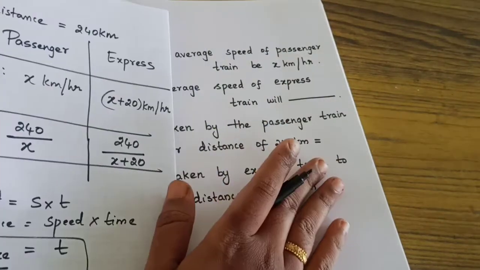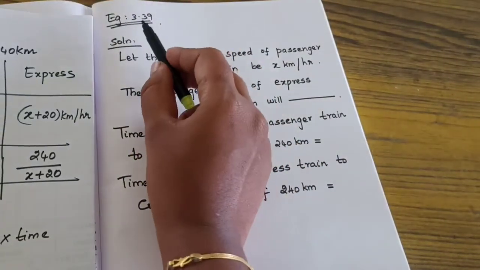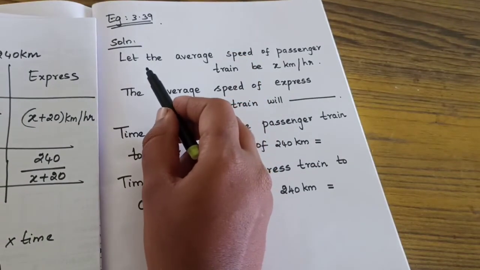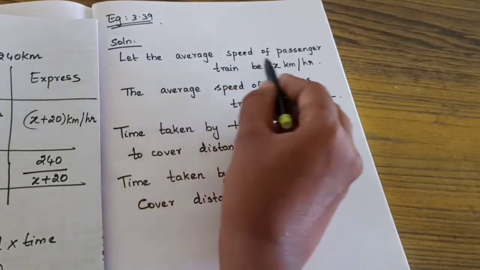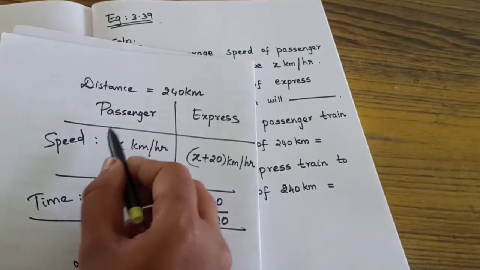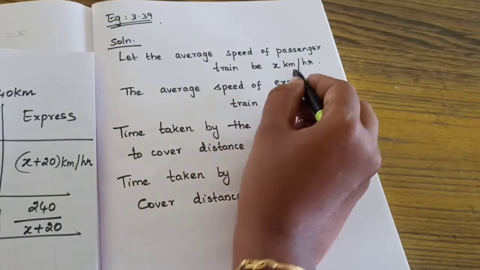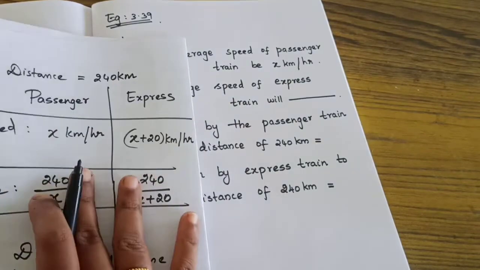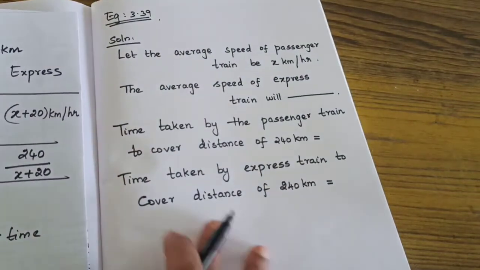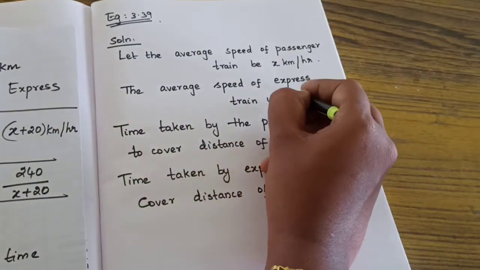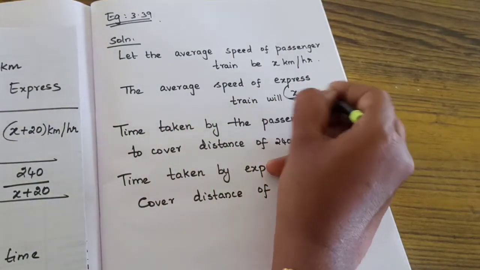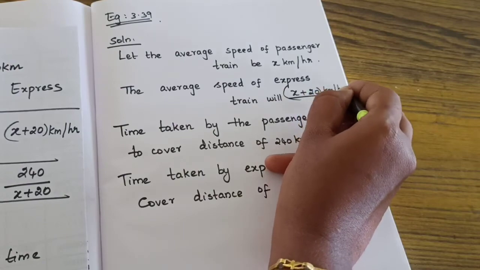Already we wrote this, no? We are going to fill this. Example 3.39. You need to refer to the question on page number 116. Let the average speed of the passenger train be x kilometer per hour. This is how you need to write it for the examination. Then the average speed of the express train we wrote, what is that? x plus 20 kilometer per hour.